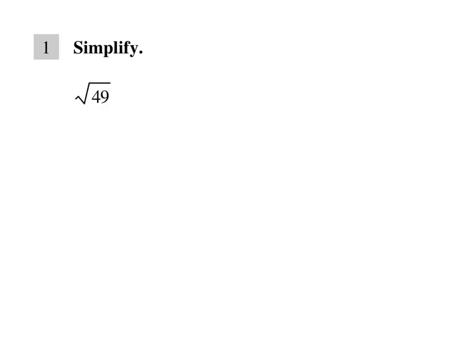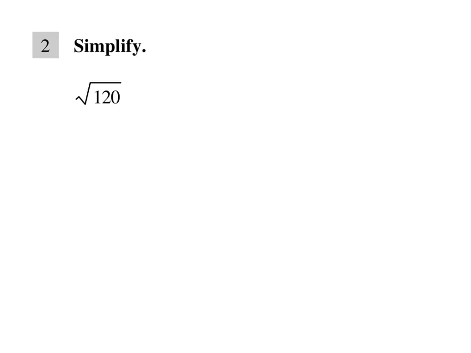All right, starting the review for the Chapter 8 exam, simplify the square root of 49. So what times itself is 49? 7, right? 7 times 7 is 49. Done. All right, simplify the square root of 120.